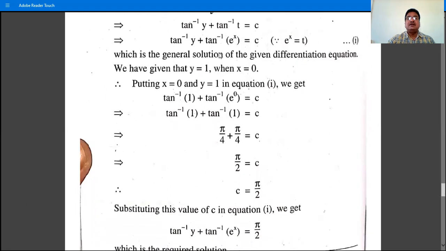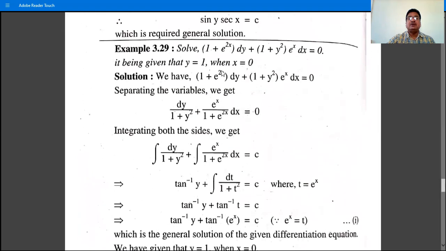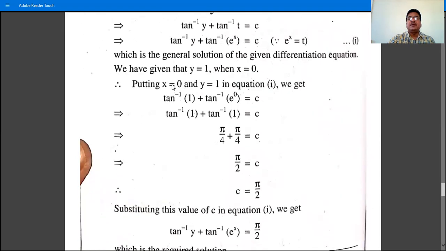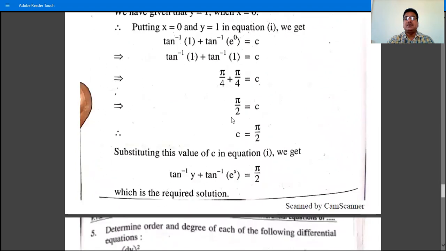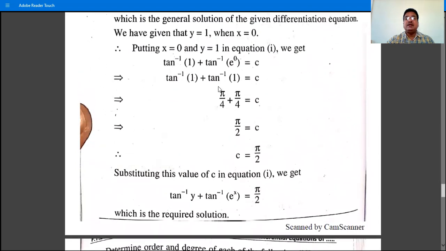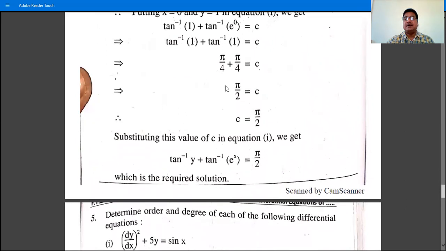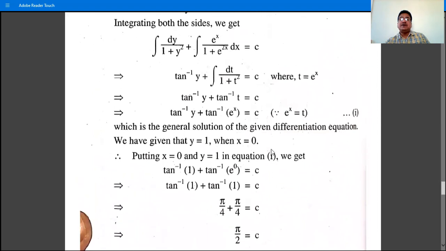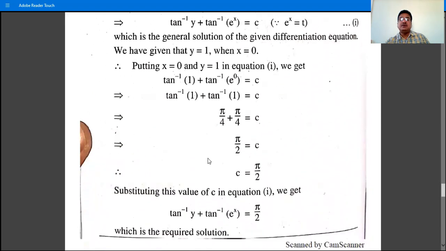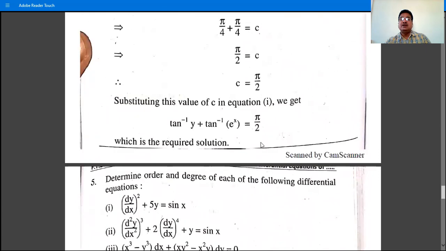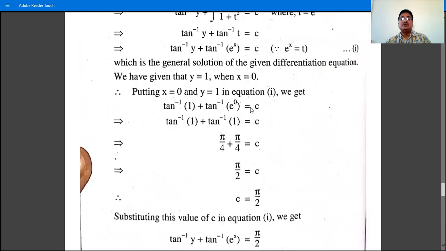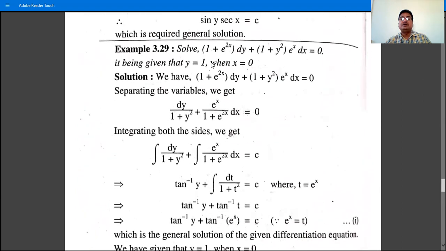So tan inverse y plus tan inverse e raised to x is equal to constant is the general solution of the given differential equation. Now we have to find the particular solution. So substitute y is 1 and x is 0. We get in this general equation, tan inverse 1 plus tan inverse e raised to 0 is equal to constant. And tan inverse 1 plus tan inverse e raised to 0, which is 1, is equal to c, and tan inverse 1 is pi by 4. So pi by 4 plus pi by 4 becomes pi by 2, and so c is pi by 2. Substitute this value in the general solution. So we have tan inverse y plus tan inverse e raised to x is equal to pi by 2. It is the required particular solution of this differential equation.